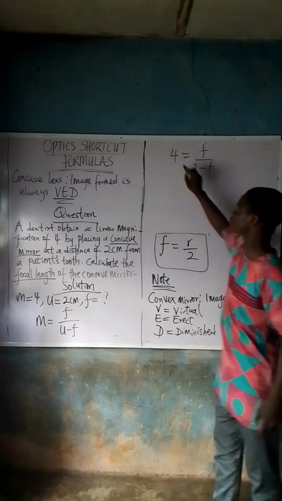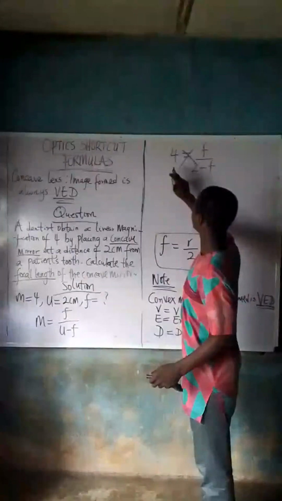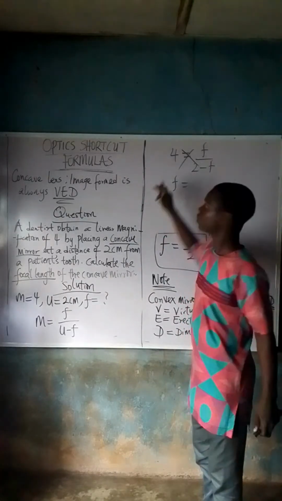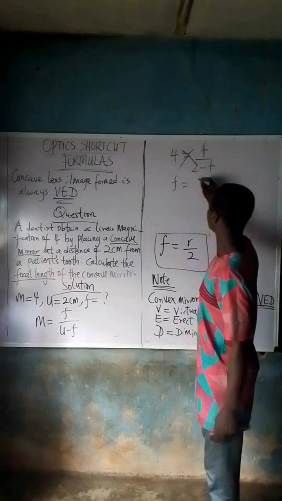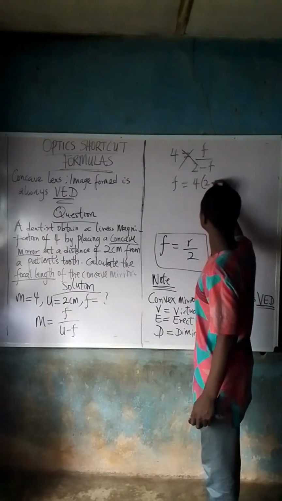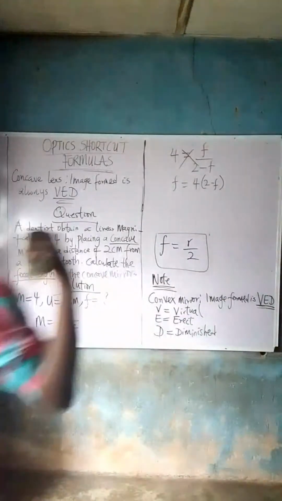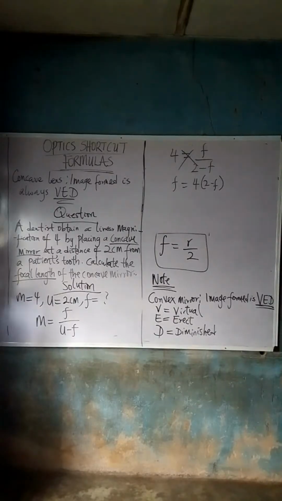This is a fraction. We can cross multiply. Imaginary 1 times this will be f. 1 times f will give us f. 4 times this guy will be 4 in front of 2 minus f. Observe how I did my multiplication. I hope we are getting it.